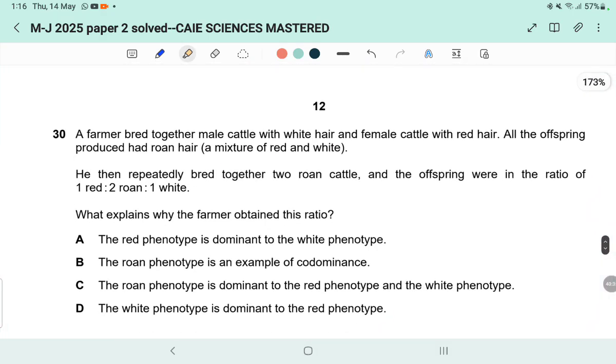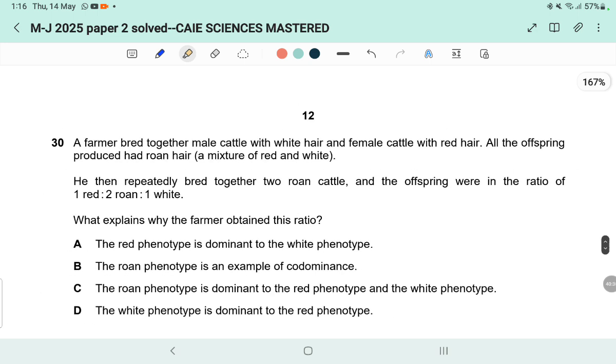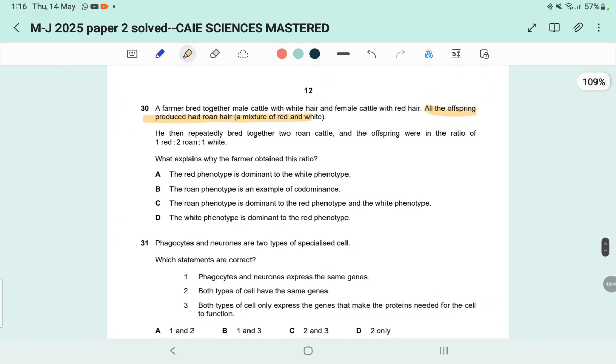In that question, a farmer bred together male cattle with white hair and female cattle with red hair. All of the offspring produced had roan hair, a mixture of red and white. What explains why the farmer obtained this ratio? Okay, so the answer here will be B. You will tell me how it's B. Like now, you have more than one color in one offspring, meaning that there are multiple alleles which are contributing to the same phenotype. There are multiple alleles contributing to the same phenotype in a heterozygous genotype. So basically, the answer here will be B.